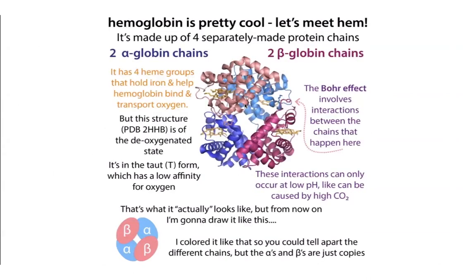So we want to understand why this is happening, because it's super cool. Basically, the Bohr effect is going to involve interactions between the alpha and the beta chains that are going to help stabilize the T form and be pH dependent.